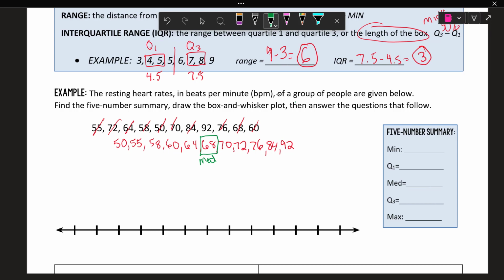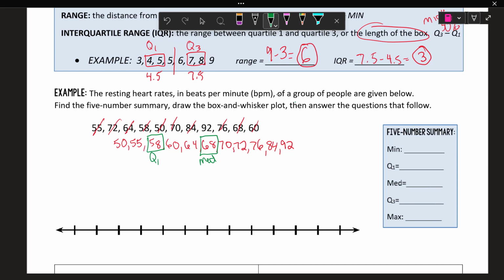Now we need to find Q1 and Q3. Q1 again is the middle of the first half, or the lower half. Q3 is the middle of the higher half. So if we're looking at the lower half, 50 through 64, that's 5 numbers. So again, our median of the first half, our Q1, is just going to be the middle number because it's an odd number of data points. So that's just 58. There are 2 data points on either side, so that's the middle.